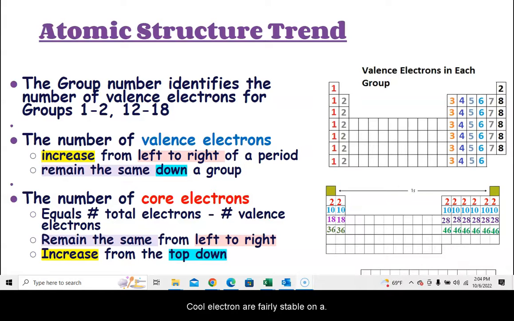The core electrons are fairly stable on a period, but they increase per group, and these are the electrons that are not valence electrons. So these are the electrons that get captured primarily in the noble gas formatting that we use. It increases top down. Now look, after the D block, the P block is slightly higher than the S block because you're adding in those 10 extra valence electrons suddenly from that D block jump.